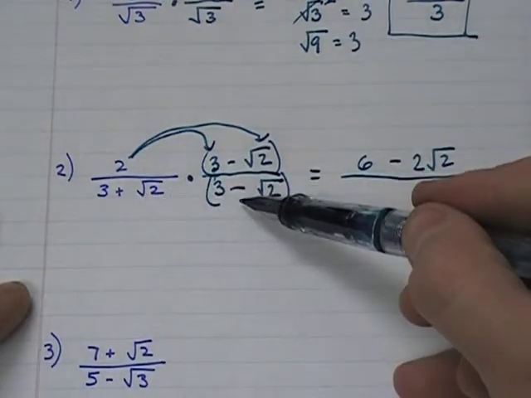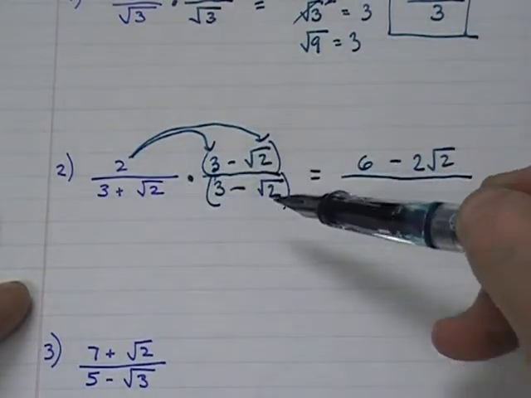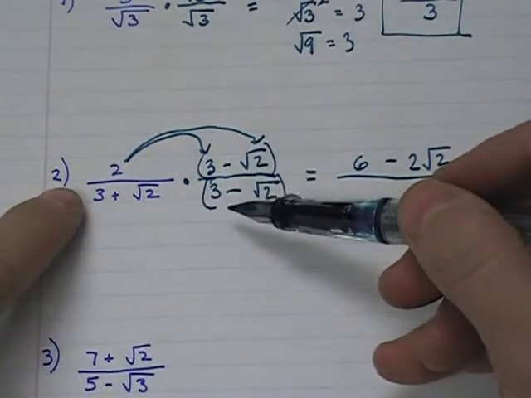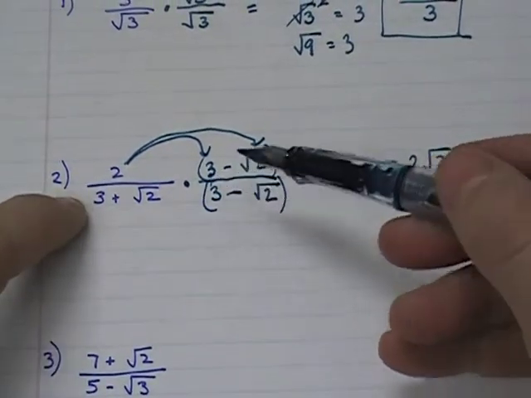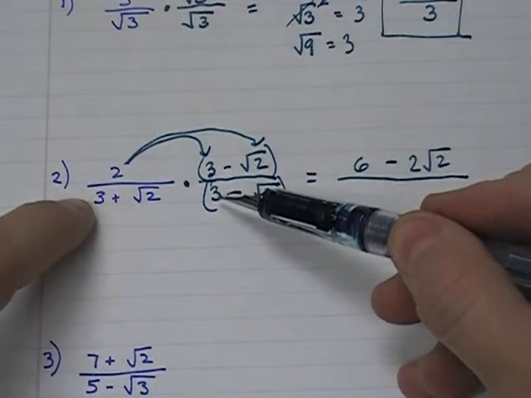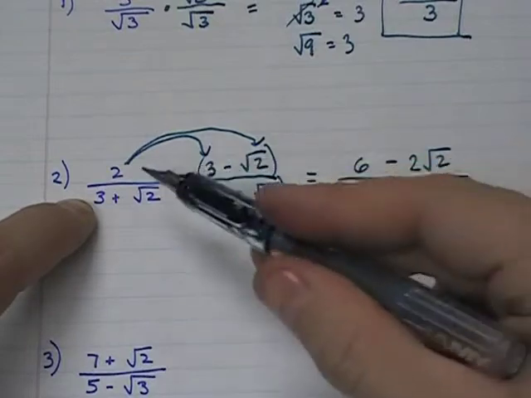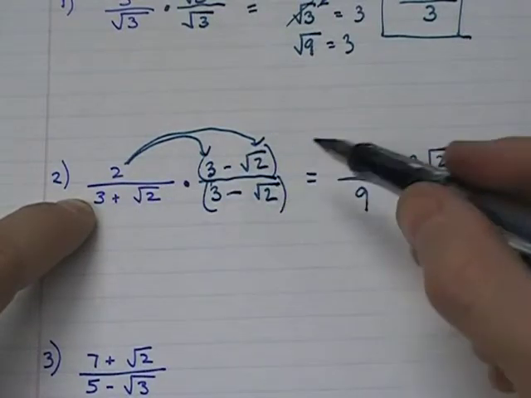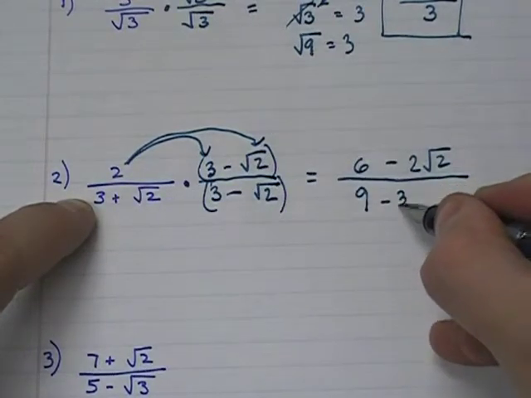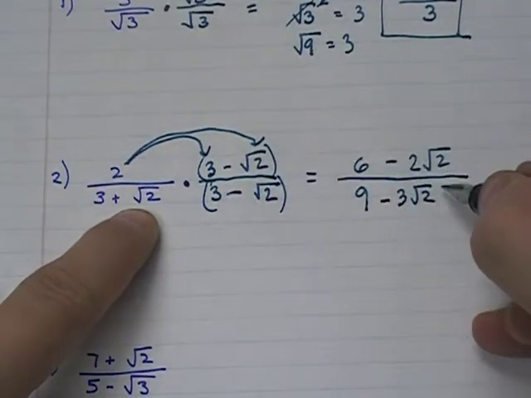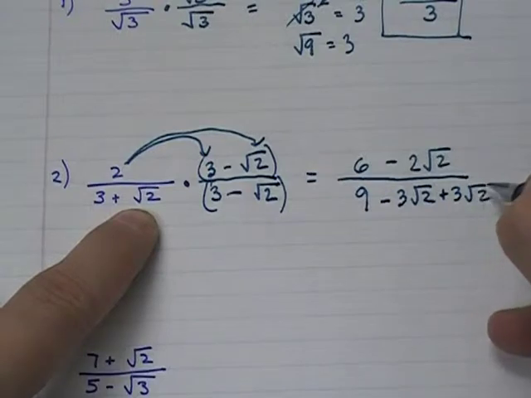How about here? Well, I said to treat this like a binomial, so you're going to multiply it just like a binomial. Some of you would say, well, we'll use the FOIL method. Well, that's fine. So you're going to say 3 times 3 is 9. 3 times negative square root of 2 is negative 3 root 2. Root 2 times 3 is plus 3 root 2.